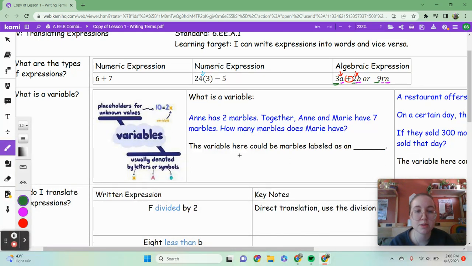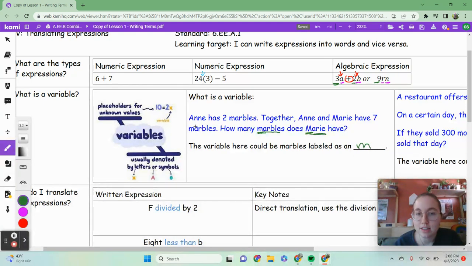So let's walk through an example. If Anne has 2 marbles, together Anne and Marie have 7 marbles. How many marbles does Marie have? So here we're trying to find out how many marbles Marie has, and we already know how many Anne has. So what variable are we going to use? Well, we want to find out the marbles Marie. Both of those start with the letter M, very conveniently. Let's just use the letter M to denote the amount of marbles Marie has.